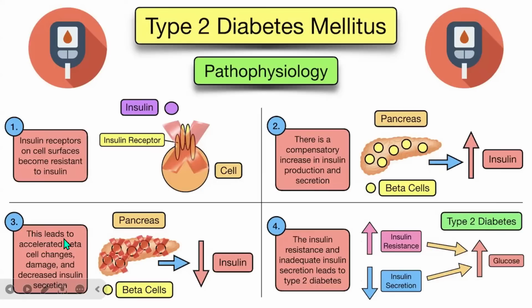As a result, this will lead to accelerated beta cell damage and then decreased insulin secretion. Look at it, the pancreas is now damaged, and therefore insulin secretion decreases. So the insulin resistance and inadequate insulin secretion lead to type 2 diabetes. There will be an increase in insulin resistance and decrease in insulin secretion, which leads to an increase in blood glucose level, and that leads to the diabetic condition type 2. That is diabetes mellitus type 2.